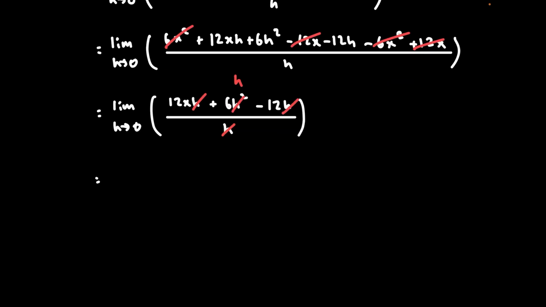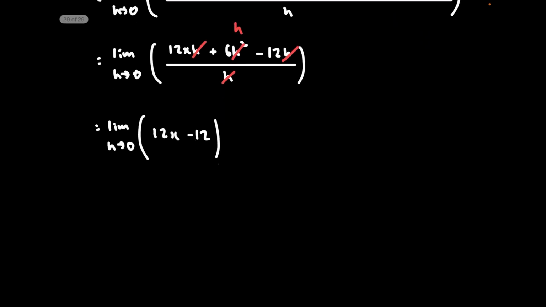So now what do we have left? We have the limit as h approaches 0 of 12x take 12. And we can notice there is no h in here, so the limit as h approaches 0 is simply the inside function.